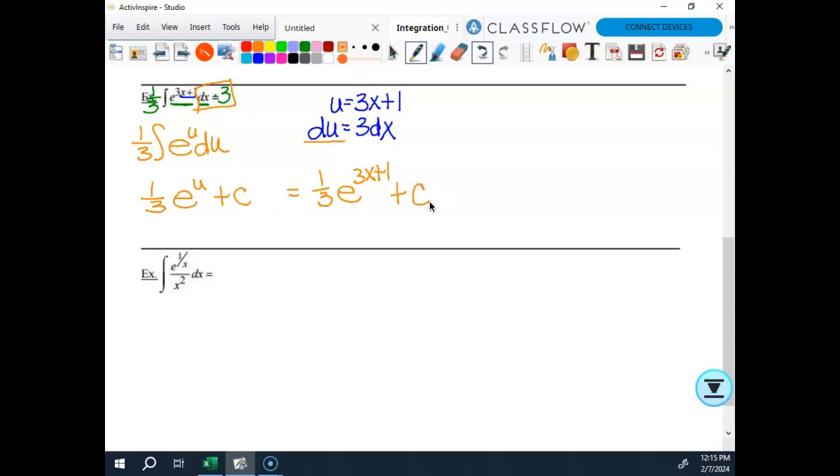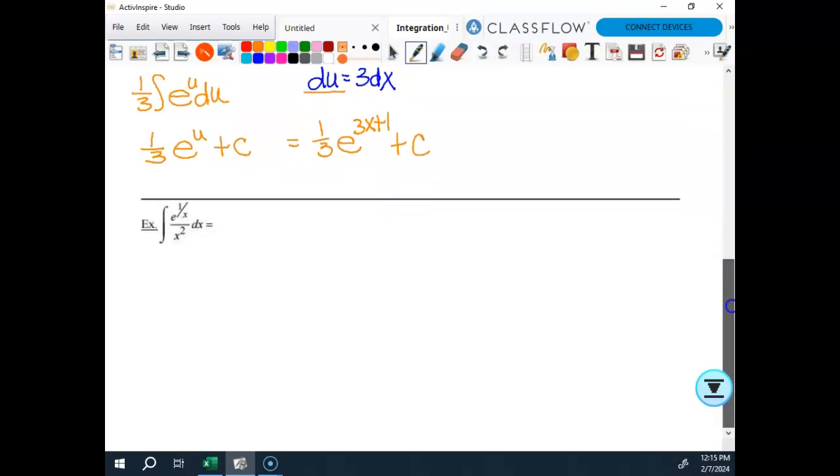Everybody okay with that? Any questions about that? Okie dokie. All right. Let's look at this next one. E to the 1 over x. All right. So what do we think we can use for u here? Not sure what to do with that. I don't know, right?